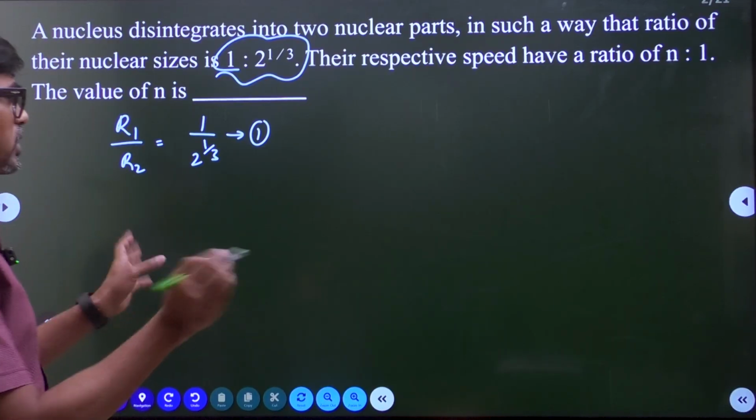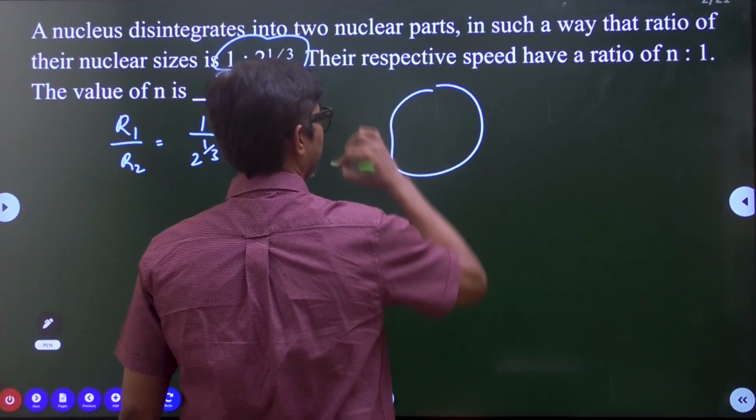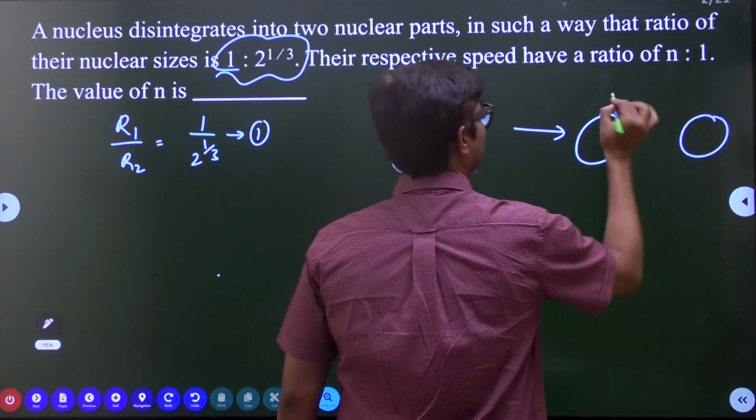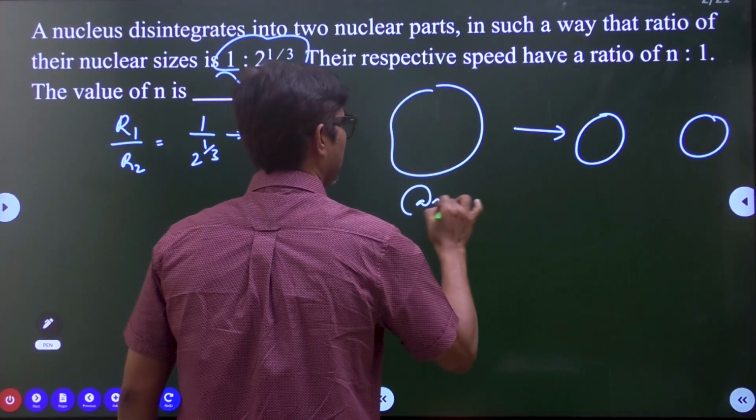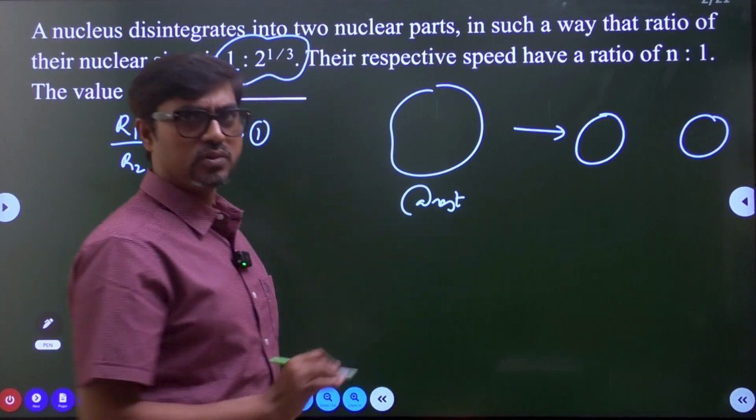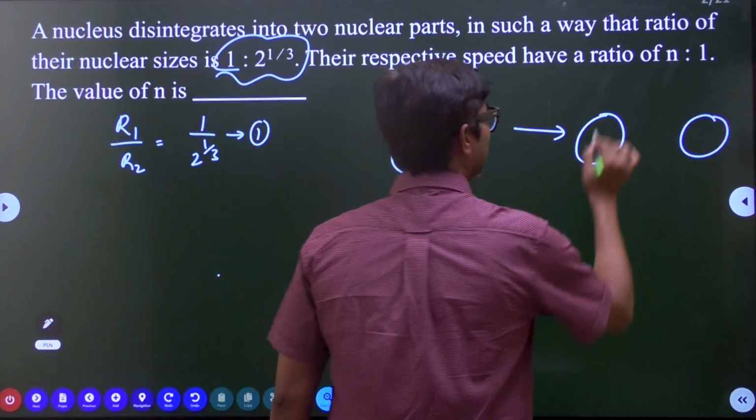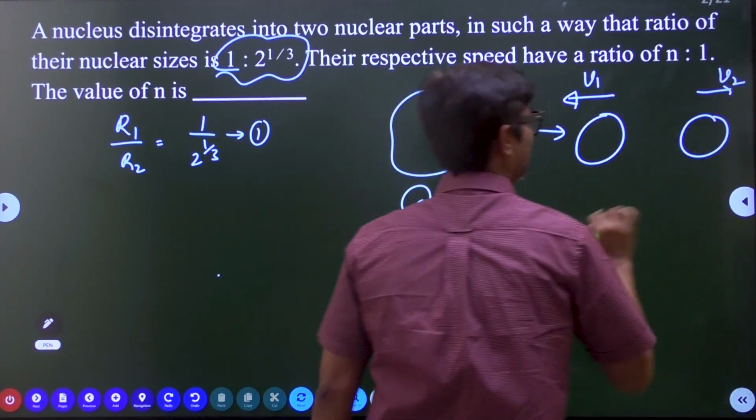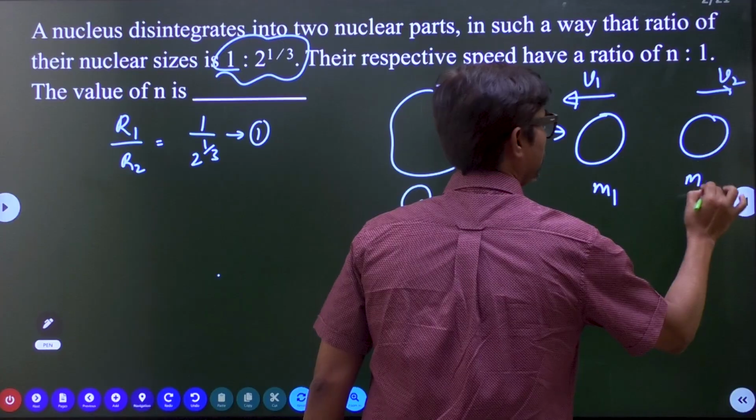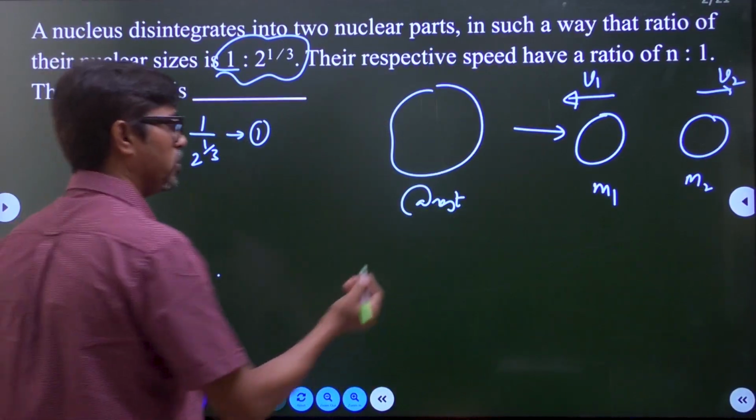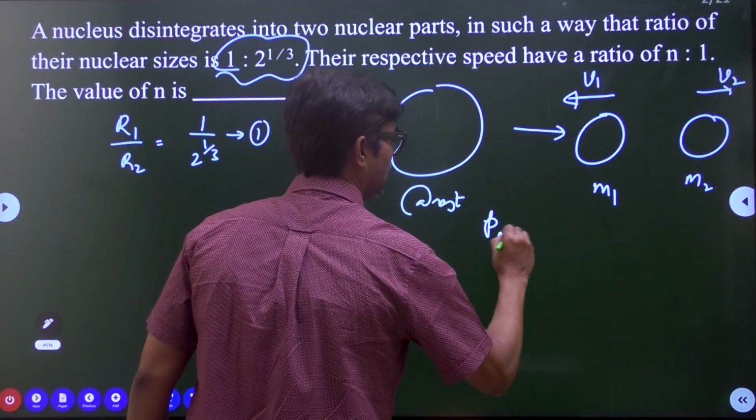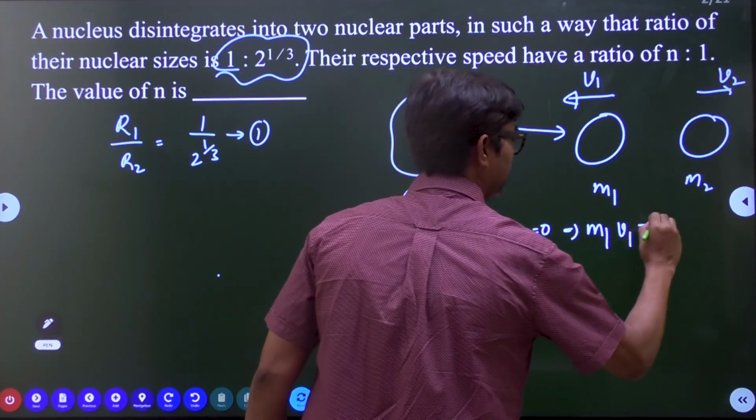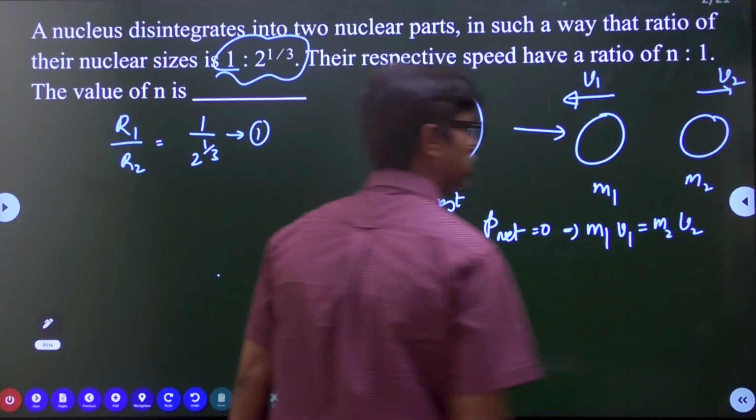And the nucleus is disintegrating. Let's say you have a bigger nucleus like this. Once it breaks up into two smaller pieces, initially at rest, that means momentum has to be 0. Then when it separates, they would move in opposite directions with speeds v1 and v2, masses, let's say, m1 and m2, so that net momentum is 0. That means m1 v1 in one direction should balance m2 v2 in the opposite direction.